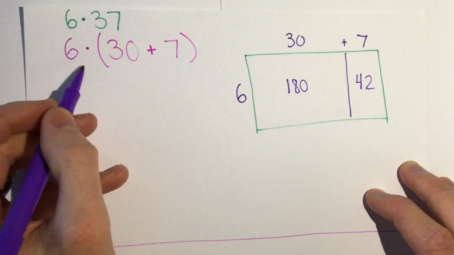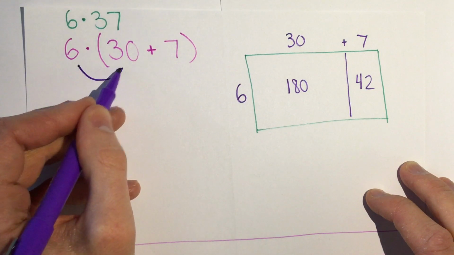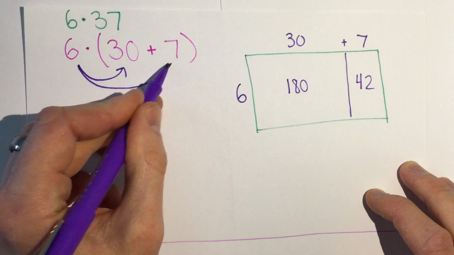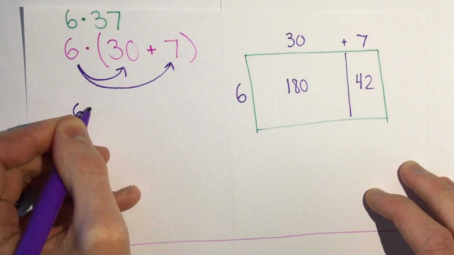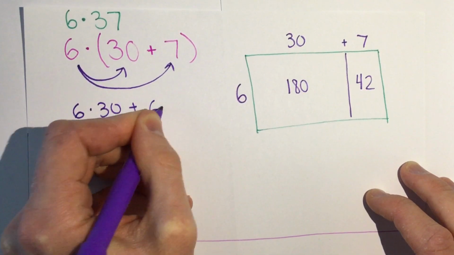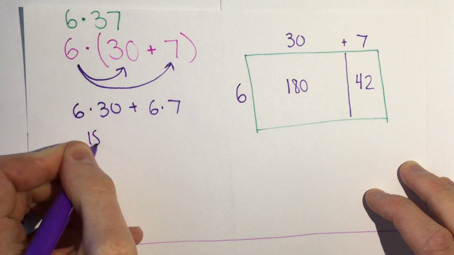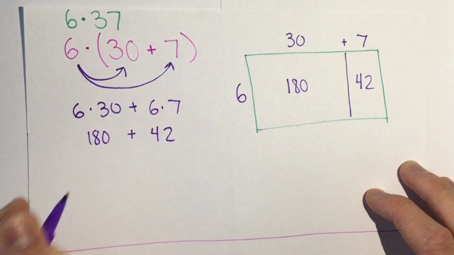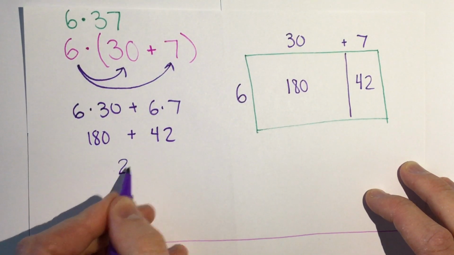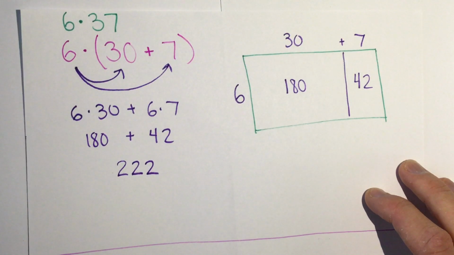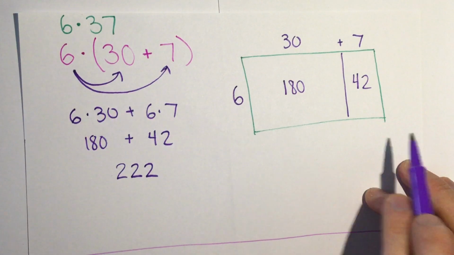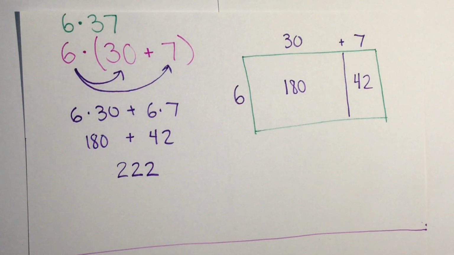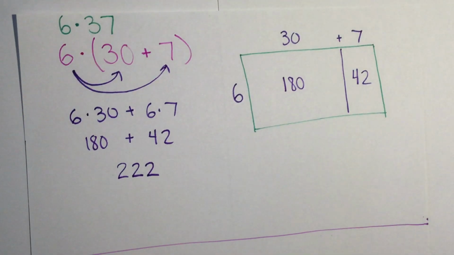And notice what we've really done is taken this 6 and multiplied it to each part of that addition in the parentheses. So it became 6 times 30 plus 6 times 7, which was 180 plus 42, and that is 222. If we put 6 times 37 in the calculator, we'd get the same result as this method: 222. But now let's look at doing that, not with just numbers, but with algebra.